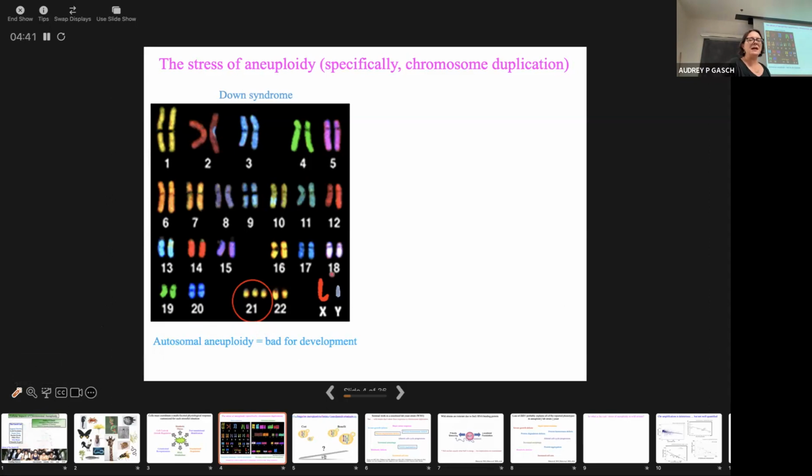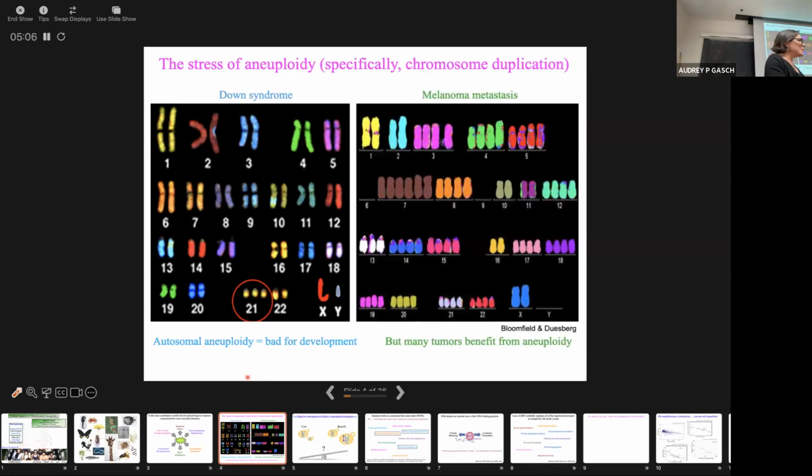This is a human karyotype. You see the chromosomes have been colorized. There's an extra copy of chromosome 21. And what we know is that during mammalian development, having an extra copy of one chromosome is actually really deleterious to the person who's carrying this, right? Medicine has done a lot to improve the lives of people with Down syndrome, but they still have a lot of medical complications. The flip side is that we know that many cancer cells have abnormal karyotypes.